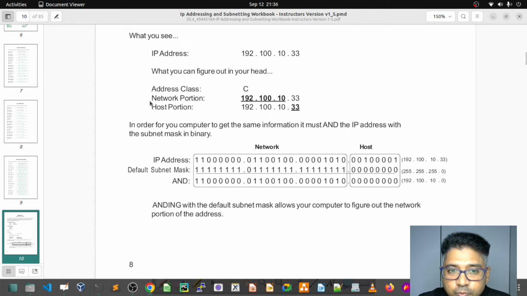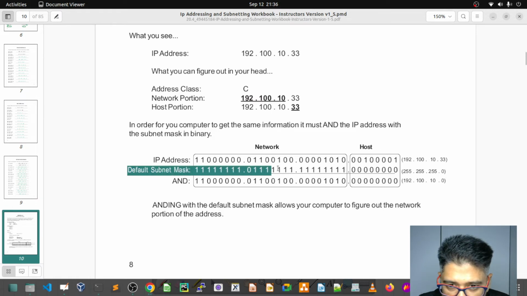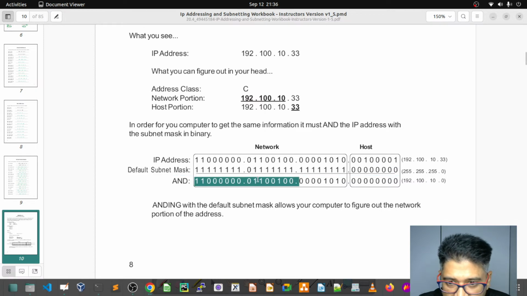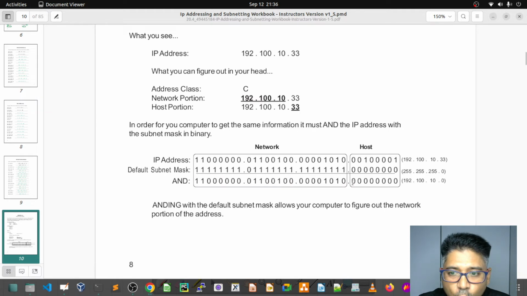The host portion and network portion, how do you make it clear? How do you check through this? Because your default subnet mask, if you apply that, it's going to give you the network portion and host portion. All the 0s will be the host portion. If all the 0s become the host portion, because anyone is false, it's going to give you entire false.